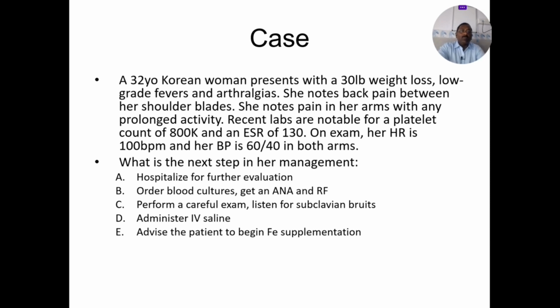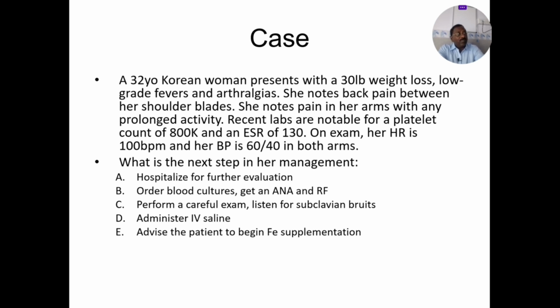Recent labs are notable for a platelet count of 800 K. That means nearly 8 lakhs. ESR is 130. So here thrombocytosis and also high ESR. Heart rate is 100. BP 60/40 in both the arms. So hypotension. What is the next step in her management?